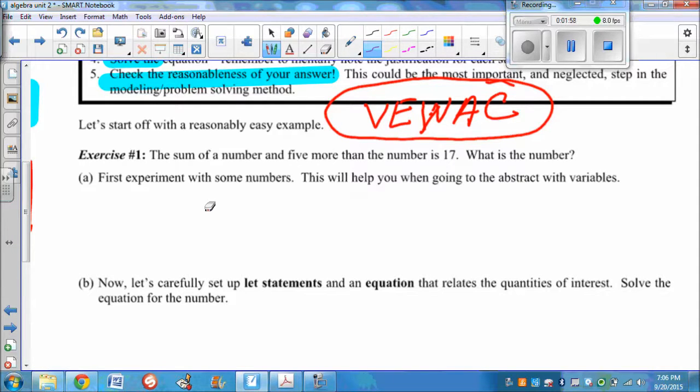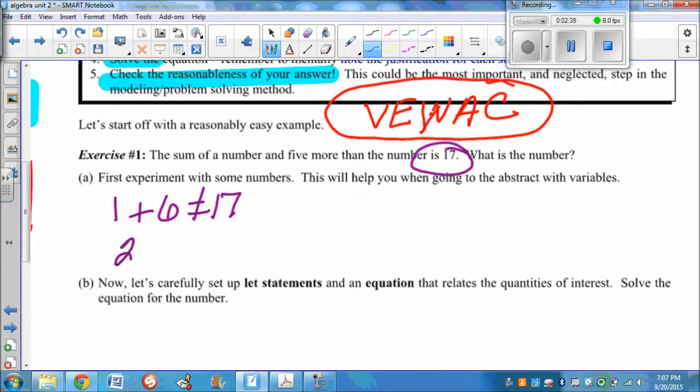The first one says, the sum of a number and 5 more than the number is 17. What is the number? Let's first experiment with some numbers, because I bet some of you could come up with this pretty easily just by playing around with it. I always start with, what if I started with 1? The sum of a number and 5 more than the number. If my first number is 1, 5 more than that is 6, and the sum is 7. Well, they said the sum is 17. Clearly that's not working.